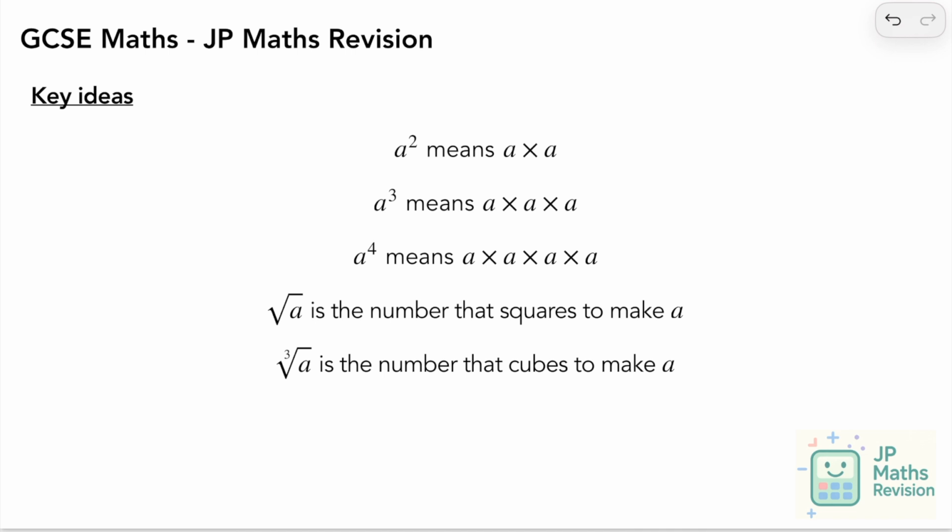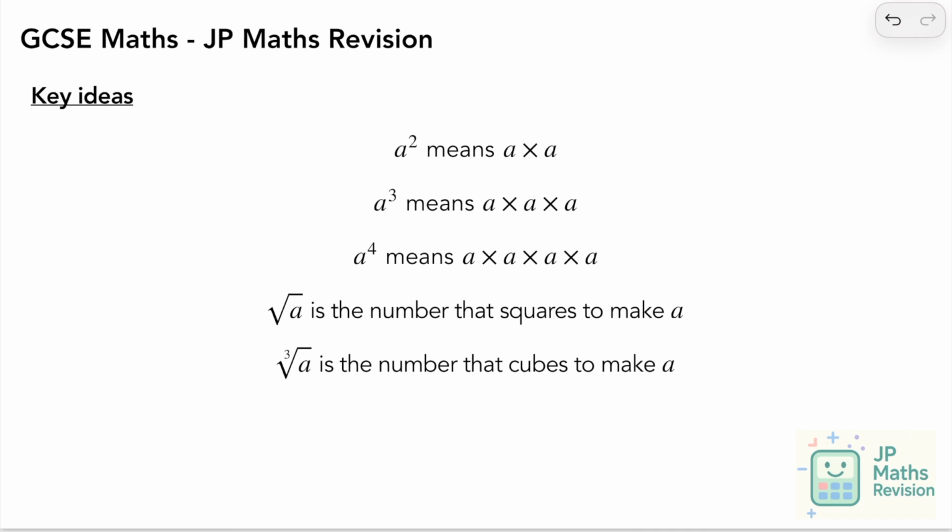If we have a to the power of 4, that's a times a times a times a. And a to the power of 5 would be a times a times a times a times a, and so on and so forth. a to the power of 4 and a to the power of 5 don't have a special name like squaring and cubing. We just say a to the power of 4.